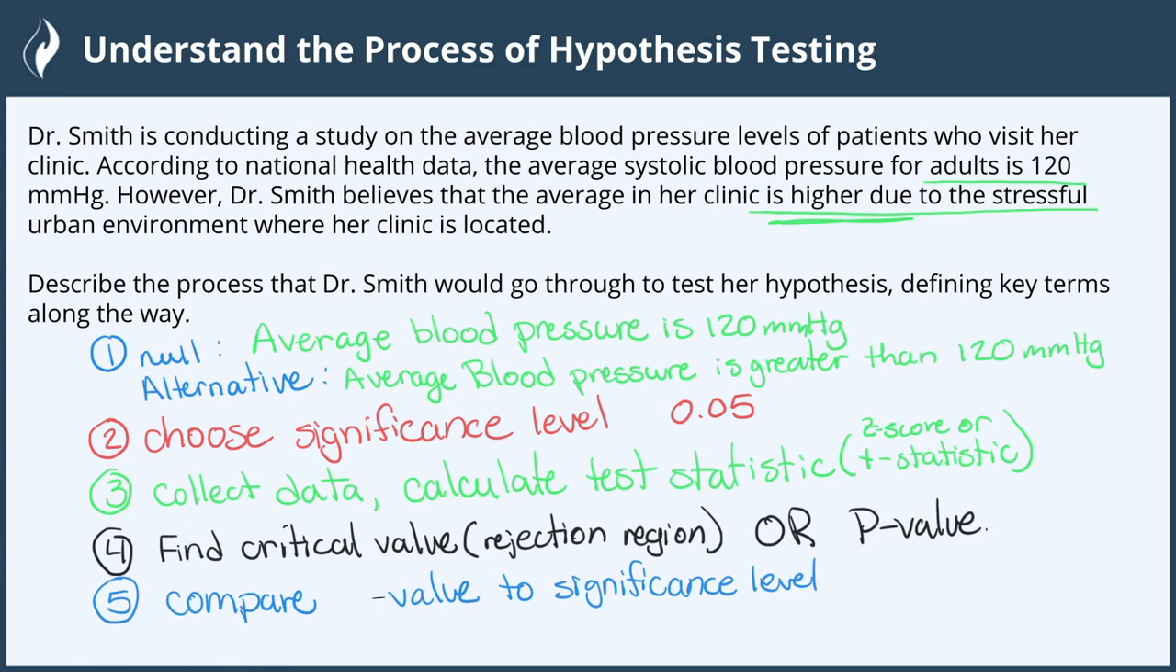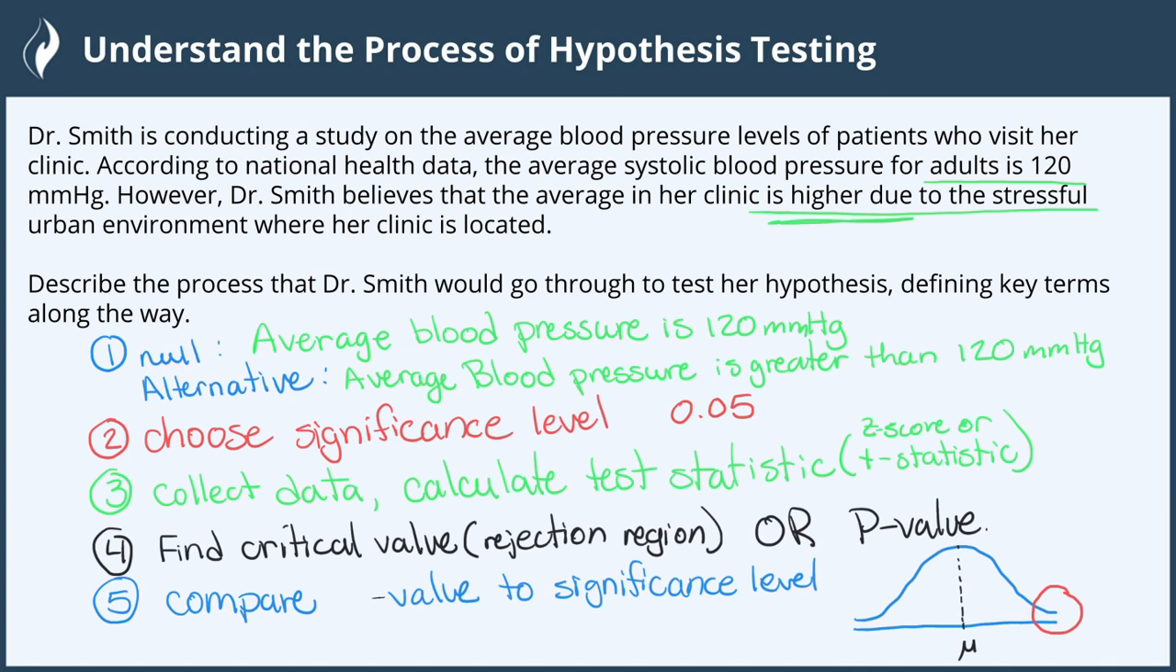Because we are doing a hypothesis test to compare against the norm or the average, we can look at a normal curve to help us visualize what we are finding with our hypothesis test. The normal or the average is right in the center. Dr. Smith is claiming that the average at her clinic is a higher blood pressure than the average for the population. So it's going to be up here in the higher region.